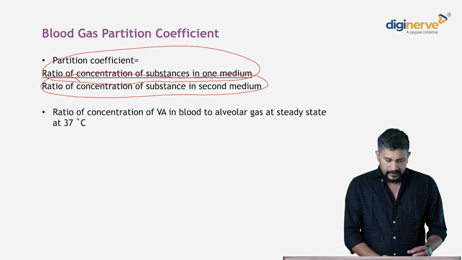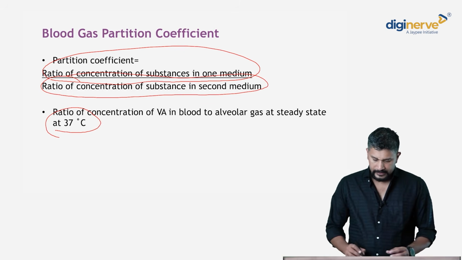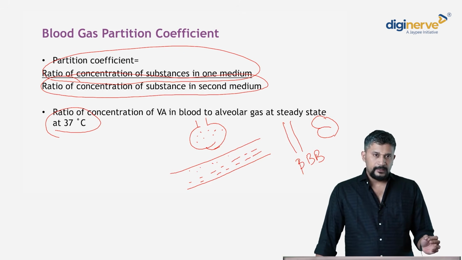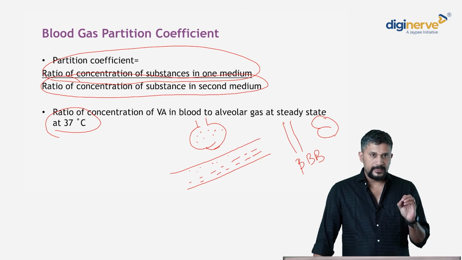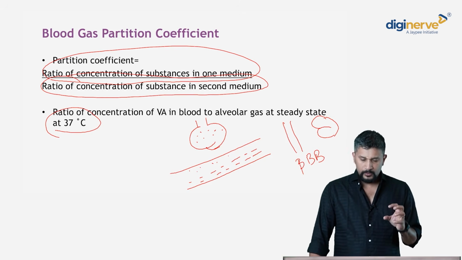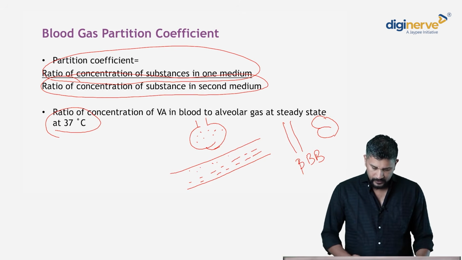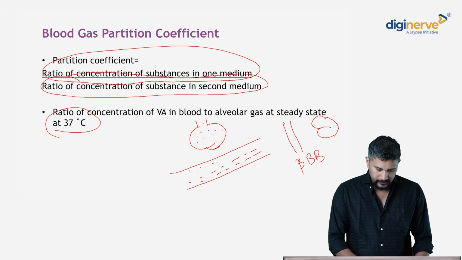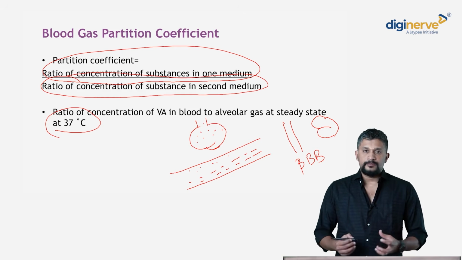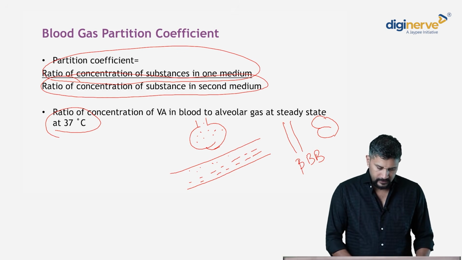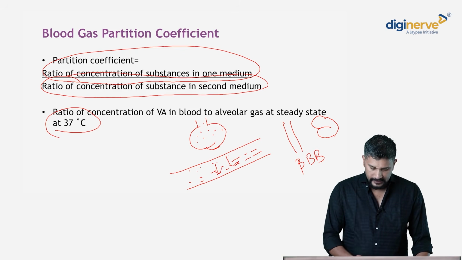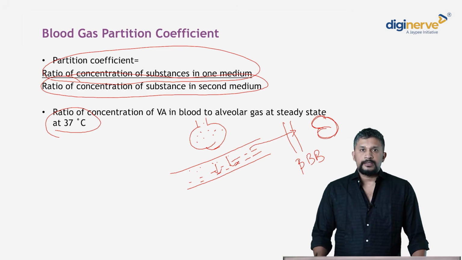And this is usually taken at 37 degrees Celsius. So it follows that a gas with a higher blood gas partition coefficient will be more soluble in the blood. So whenever this gas enters into the alveolus, from the alveolus it enters into the blood vessel. Because of its higher blood gas partition coefficient, more amounts of it will dissolve into the blood, and less amounts will be available to cross across the blood-brain barrier and act on the target tissue, that is the brain.